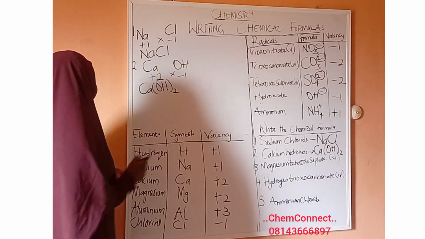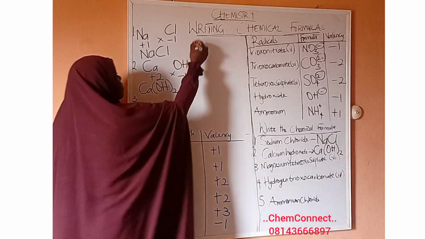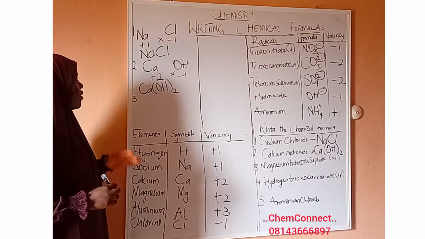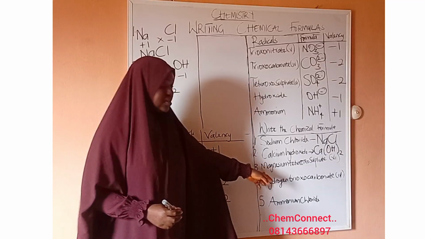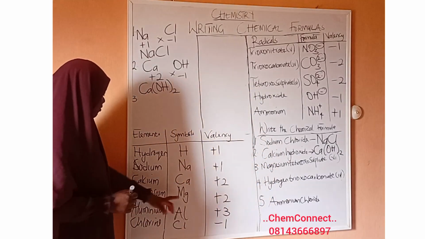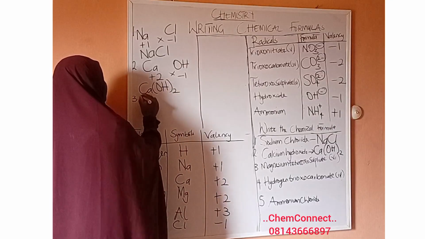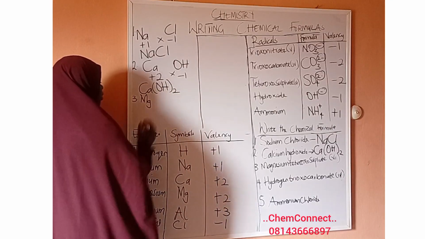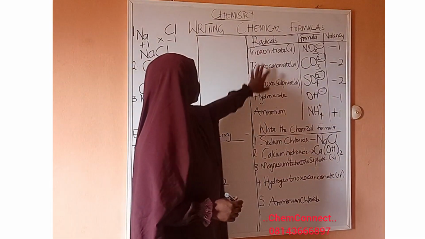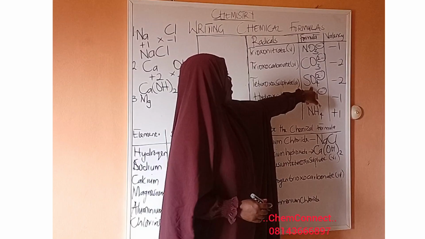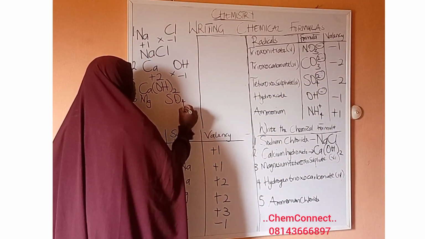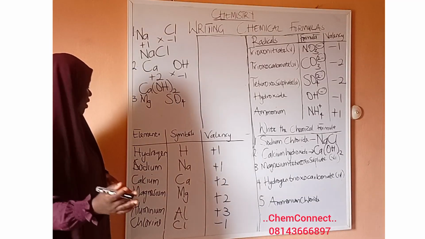Let's try number 3. We have magnesium tetraoxosulfate 6. First step is write the symbol of the elements or radical involved. Magnesium, what's the symbol for magnesium? Mg. Capital M, small g. What's the symbol for tetraoxosulfate 6? Let's check our list of radicals. Here it is, SO4. So we write SO4.